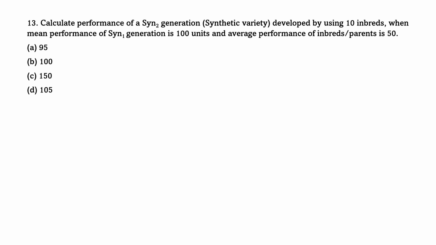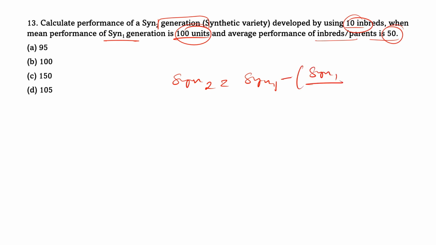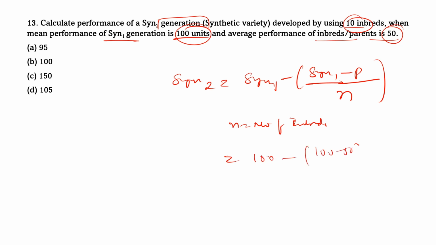Next one, calculate the performance of synthetic variety in the second generation developed by using 10 inbreds when the mean performance of synthetic in the first generation is 100 units and the average performance of the inbreds or the parents is 50 units. Again, to find out the performance of synthetic variety in the second generation, there is a direct formula: the performance of synthetic variety in the first generation minus the mean performance of the parents divided by n. N is the number of inbreds. So this is the direct formula. If you substitute, it is 100 minus 50 divided by 10. So the answer would be 95.